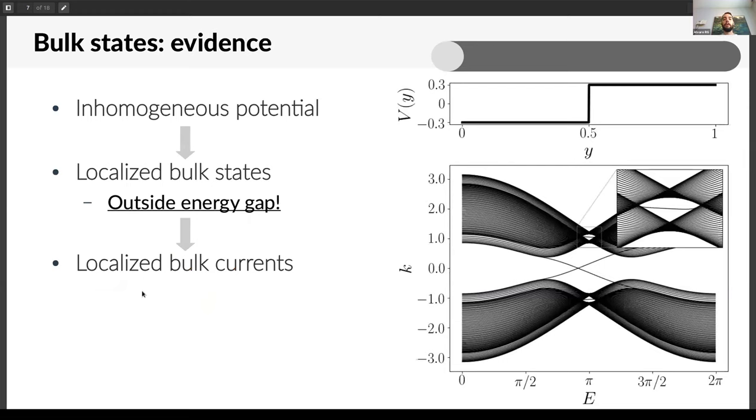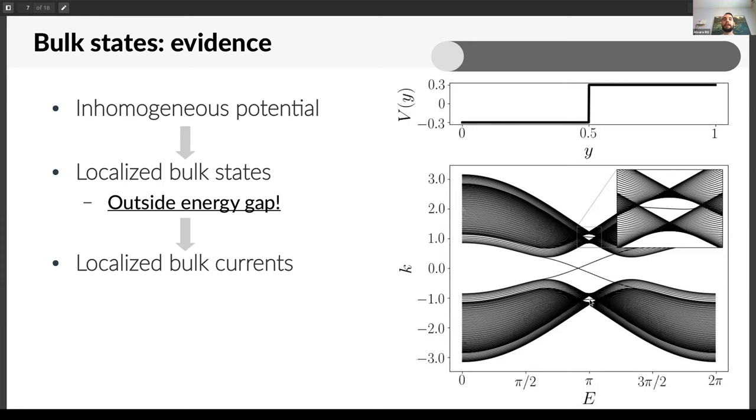So far, I have spoken about Chern insulators in homogeneous potentials, so in constant potentials. But now what happens if we introduce an inhomogeneous potential? For example, let's say that we introduce a step potential like this along the vertical direction of the cylinder. Well, it turns out that in that case, we will get localized states in the bulk of the system. These states are localized at the step of the potential, so right in the middle of the cylinder. If we were to look at the energy spectrum, these localized bulk states are these bands here. So they are outside the energy gap.